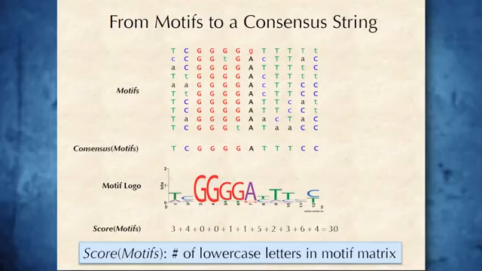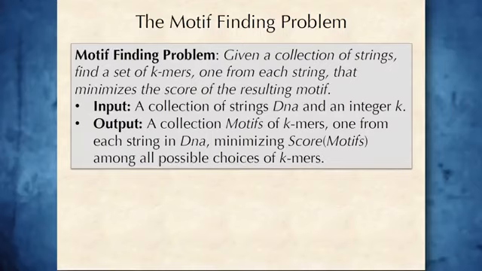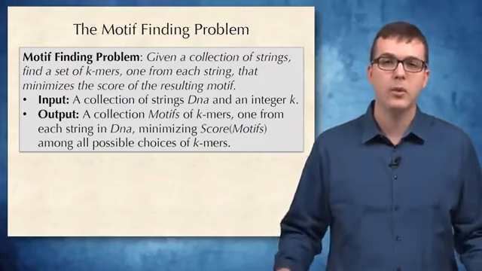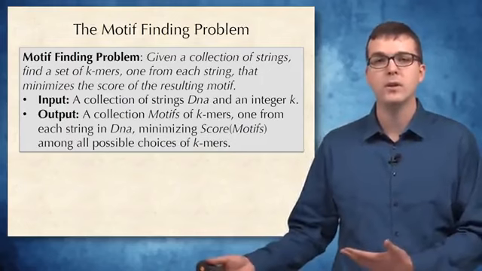We therefore are going to define the score of a motif matrix as simply the number of lowercase letters in the matrix. Counting the number of lowercase letters column by column, we see that the score for this choice of motifs is equal to 30. We can now restate our goal as choosing a collection of k-mers from the underlying strings in order to minimize this score. So, we now have a more appropriate computational problem, which we call the motif finding problem.